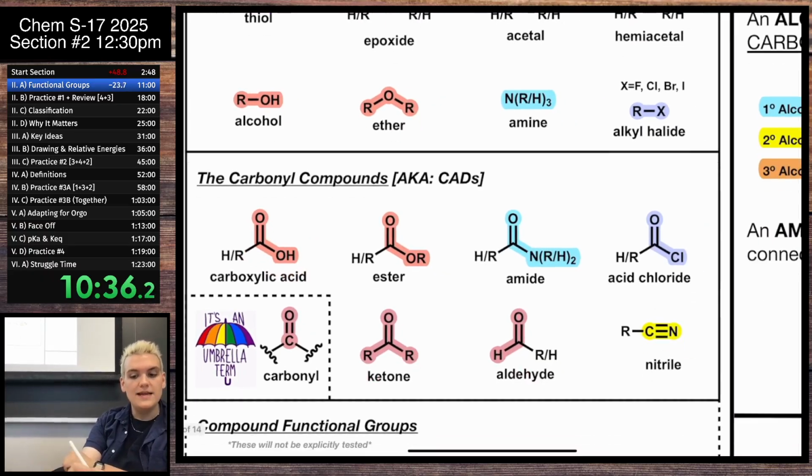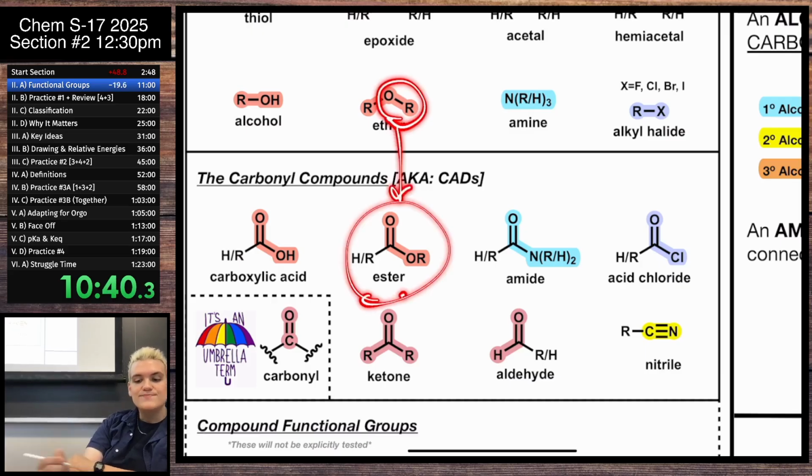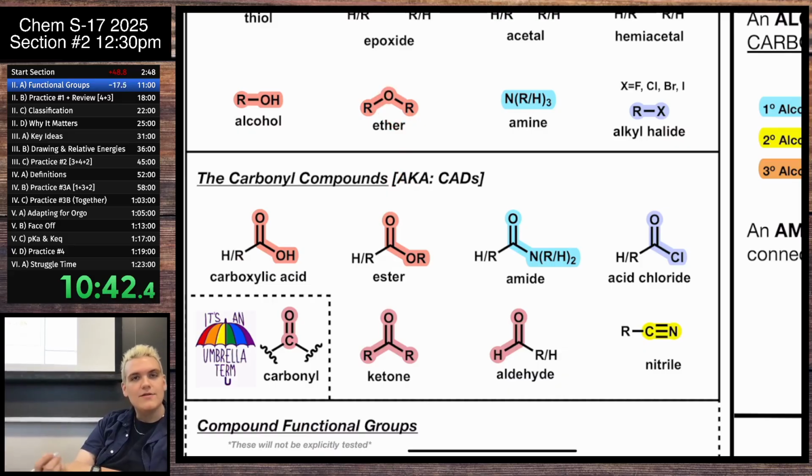Then if we have a carbonyl and something that looks like an ether, we call that an ester. Anytime I'm waiting for a coffee order and I hear "large latte for ester," I'm like, oh, carbonyl and ether. Then if we have a carbonyl and an amine, we're an amide. And if we have a carbonyl and a chlorine, we are an acid chloride.